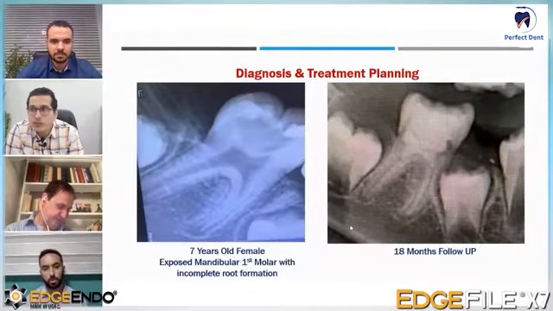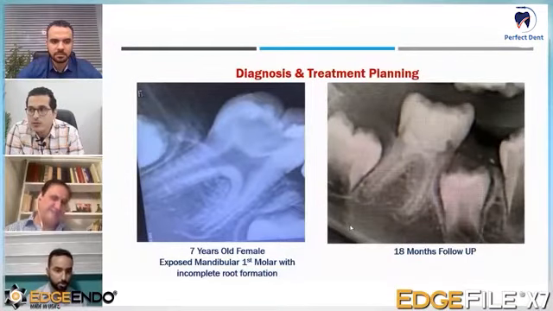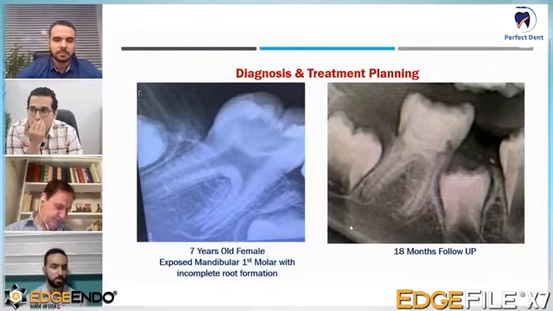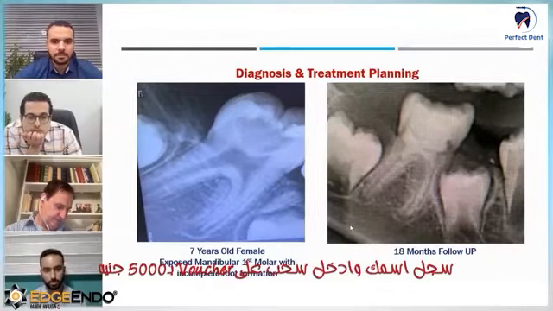So again, knowing how to deal with such cases from the beginning is of extreme importance. Studying a preoperative X-ray is important, not just jumping into the decay and starting root canal treatment. Like this case would probably need extraction if you did so from the beginning. So diagnosis and treatment planning is really important.